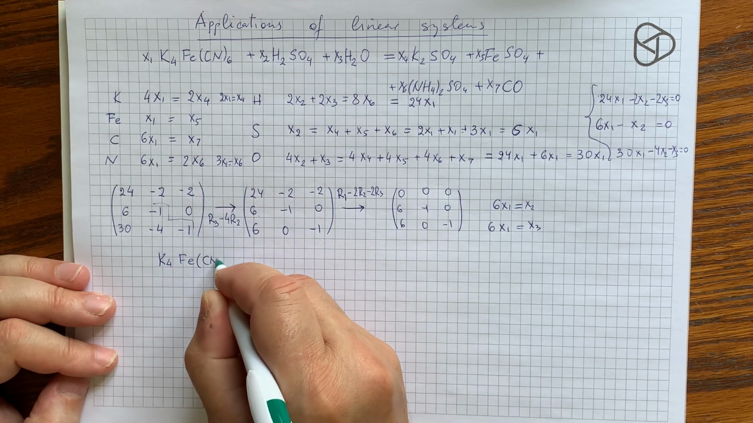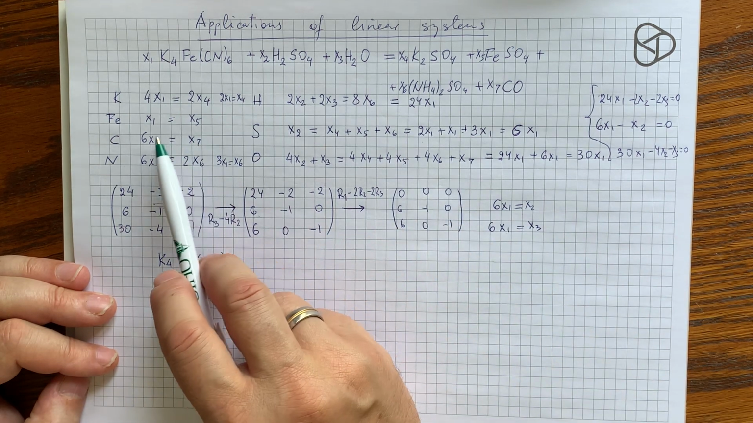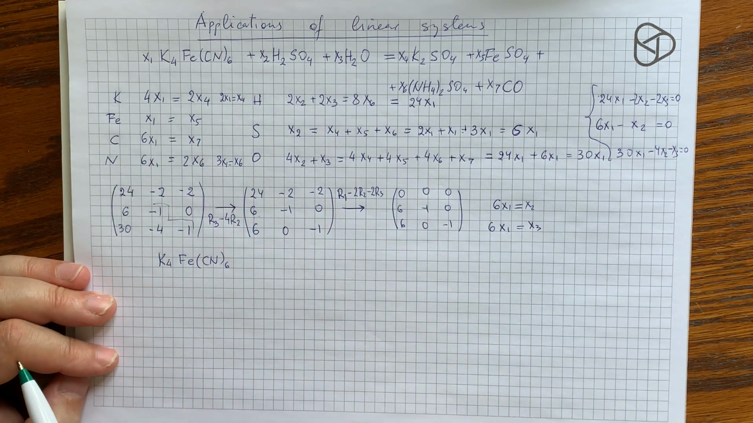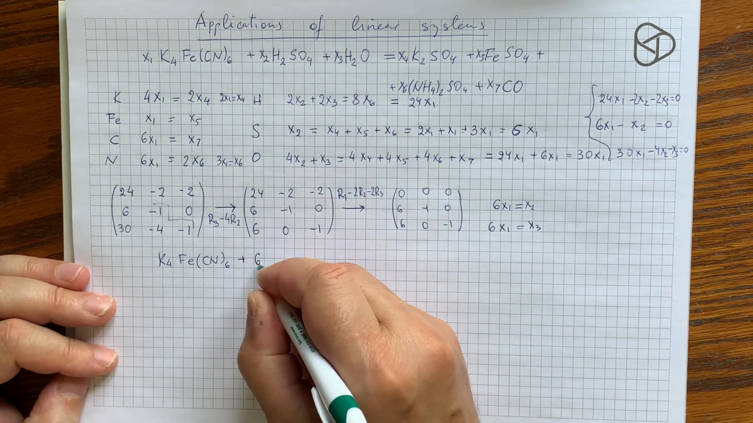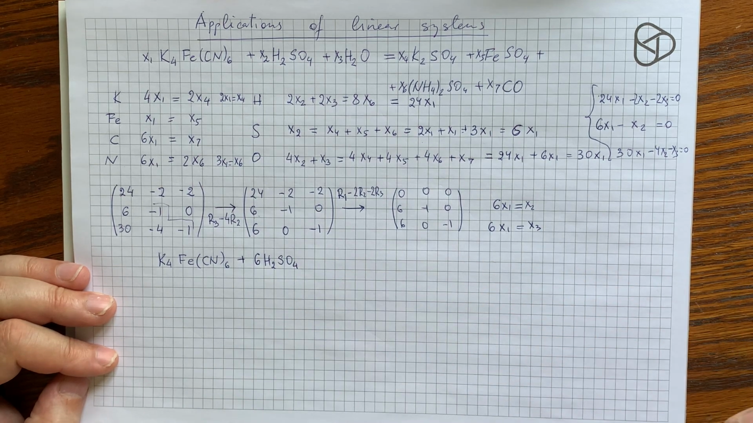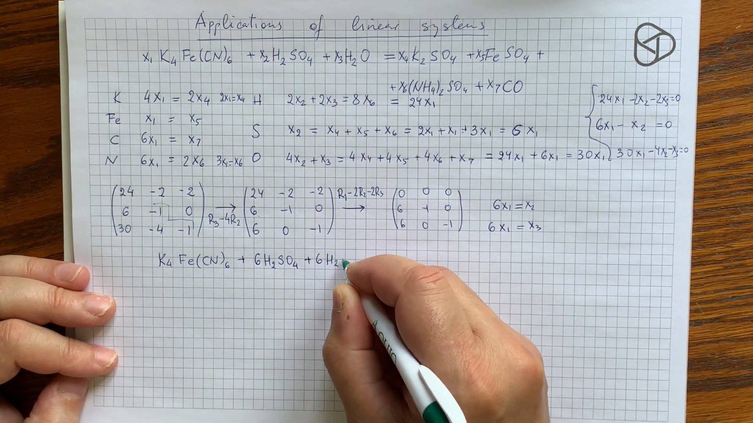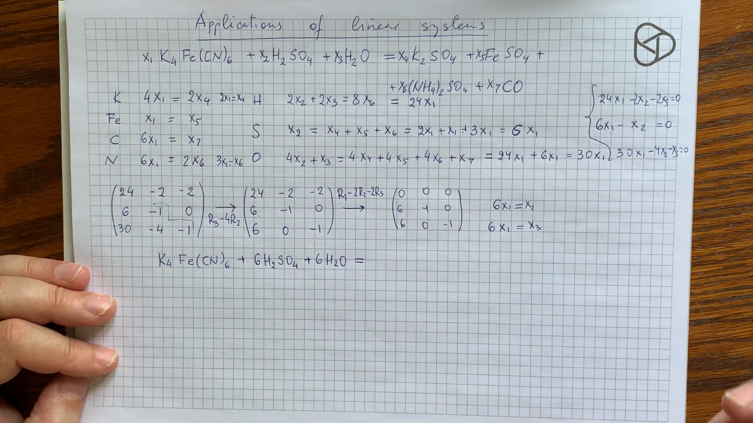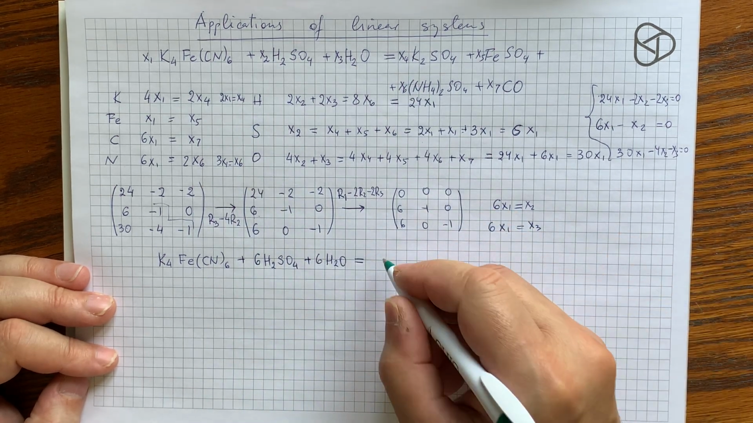One molecule of potassium ferrocyanide. x2 is going to be 6, so 6 of sulfuric acid. x3 is also 6 molecules of water. x4 is twice x1.